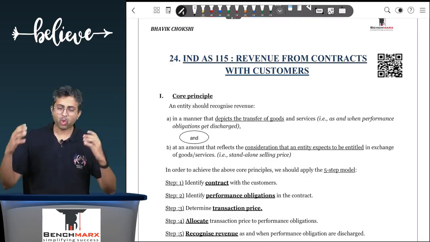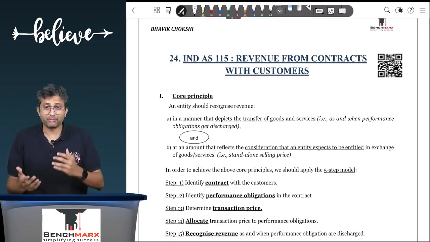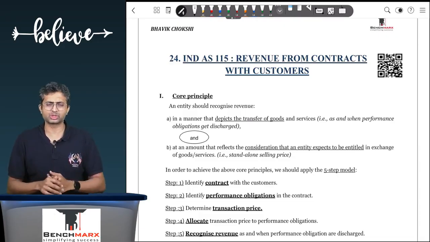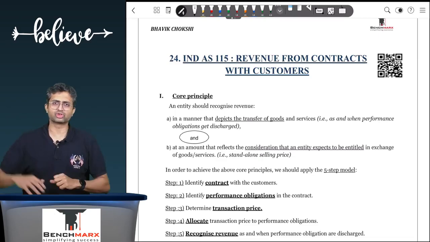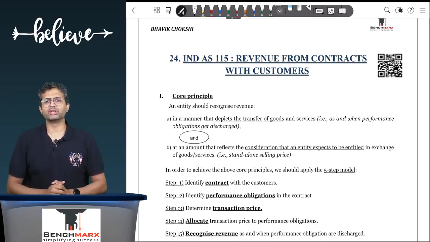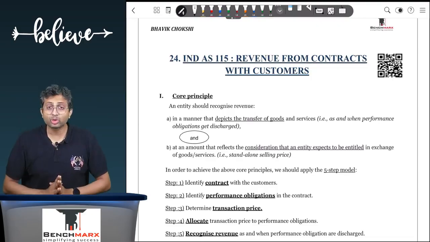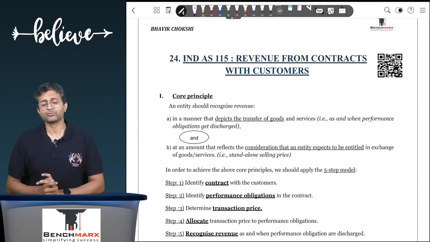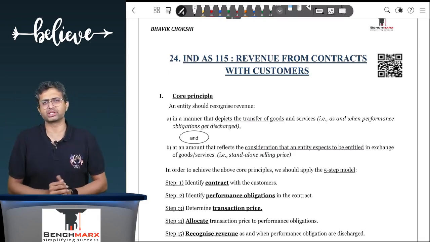Now, why is Ind AS 115 there and what is the problem in the older standards? Before this standard, you had two standards, very similar to AS 7 and AS 9, one for construction contracts, one for regular revenue. The standard says now we don't need two standards, we will bring everything under one roof and have common principles. So there were two core principles which sit at the base of Ind AS 115.